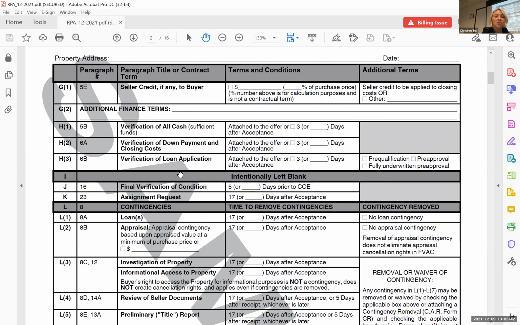Now, section H3, verification of loan application. Again, if your buyer's purchasing with a loan, their pre-approval or pre-qualification needs to be attached to the offer. These used to be something you had to go and check. Now, the way our contract is written, you don't have to check a box, so you won't forget to do it. And then on the right-hand side, it's asking you to indicate whether there's pre-qualification, pre-approval, or fully underwritten pre-approval. We will talk very briefly about what these are. Don't get hung up on it.